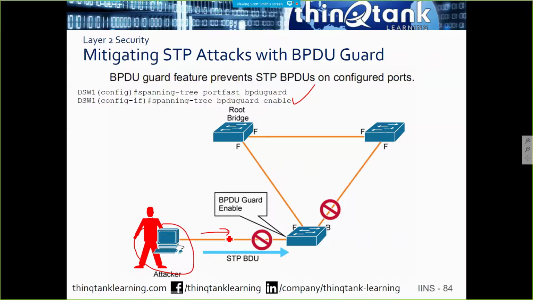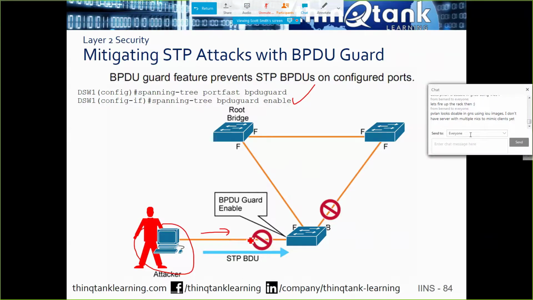All switches send BPDUs. Spanning tree runs on all switches. So as soon as a BPDU gets received on this interface, the port shuts down, which means we've effectively blocked the attacker, most likely with the goal of trying to become the root or influencing the root selection, from doing so, because we blocked the BPDUs on that interface.